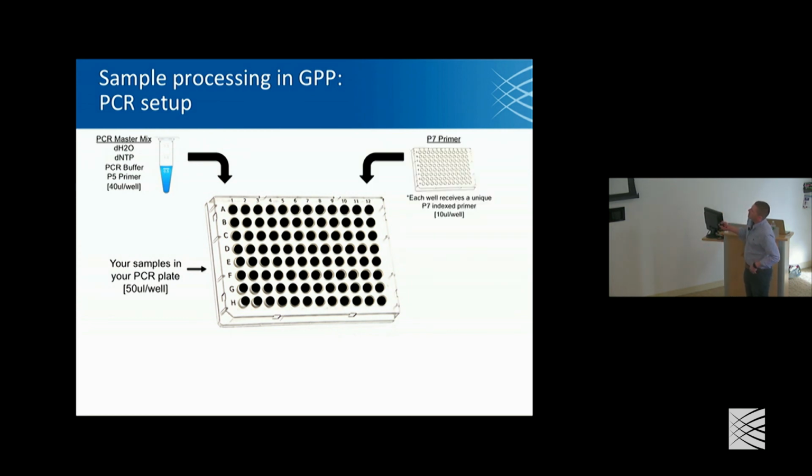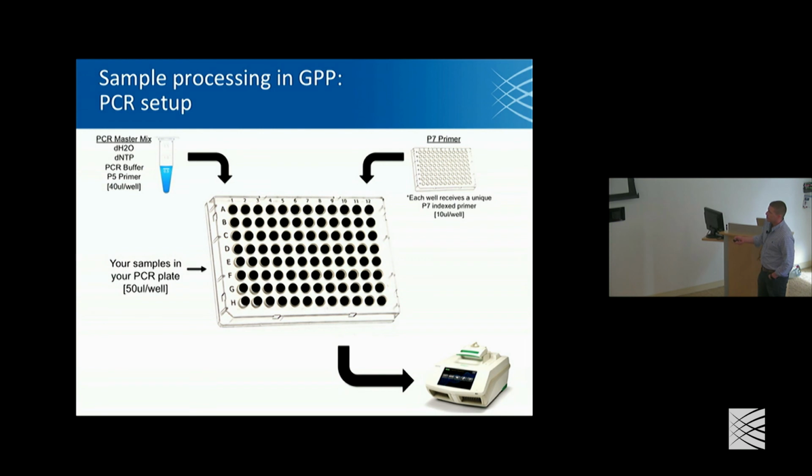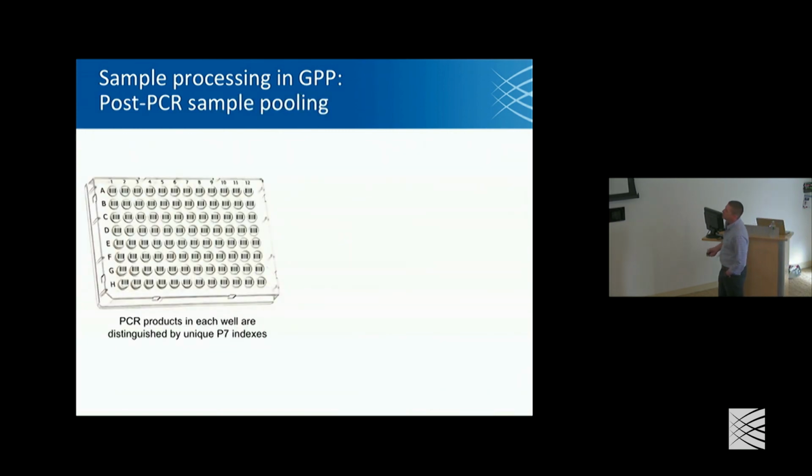And then we also have a P7 primer plate. We take this directly out of a 96 well plate that has an indexed primer in every well. So when we perform the PCR, every well is going to end up with a unique P7 index. We take the plate that you submitted and do the PCR right in that plate. Based on these volumes, you need to submit 50 microliters, otherwise it's going to mess up the PCR reaction.